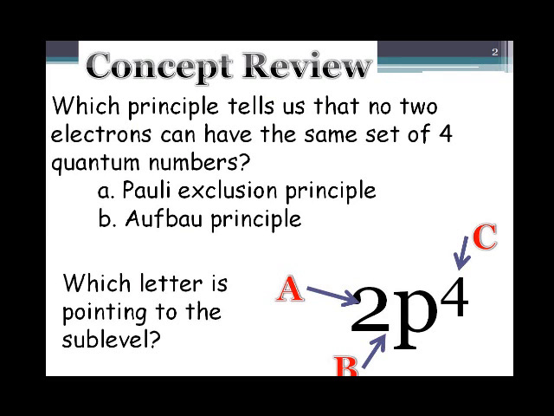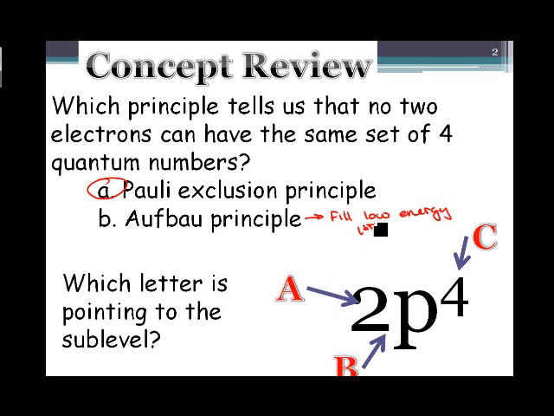Before we begin, let's review a couple things. Which principle tells us that no two electrons can have the same set of 4 quantum numbers? This would have been the Pauli exclusion principle. Remember, the Aufbau principle tells us that we fill from low energy to high energy.